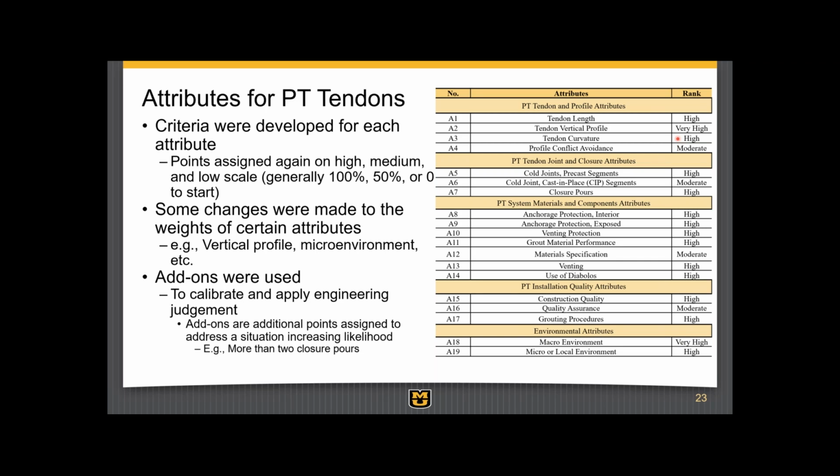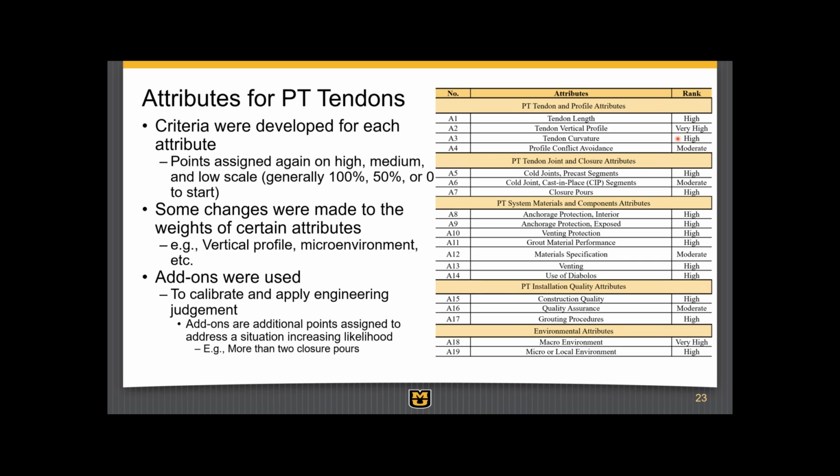Along the way, as we built the model and analyzed it, and I'll talk a little bit about some sensitivity studies done with it, some of those weights were modified a little bit from what the RAP meeting came up with. Things like vertical profile or microenvironment had their values adjusted based on their impact on the overall model as compared to engineering judgment of what their impact ought to be.